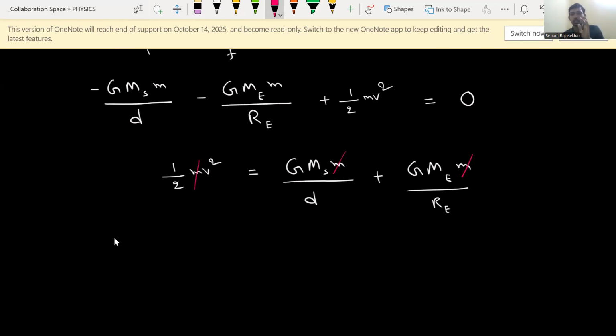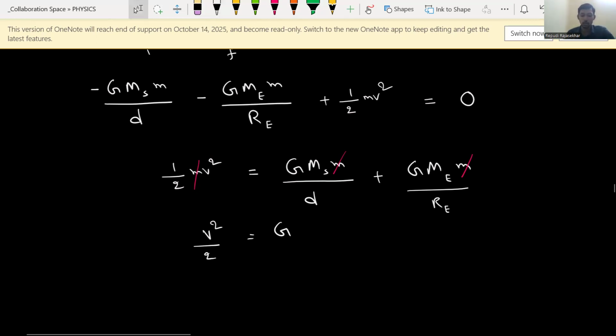Whether you are launching a heavy rocket or a less massive rocket does not matter. We have to give escape velocity, 11.2 km per second for the earth planet. Mass of the rocket gets cancelled here. What is left? So v square by 2 equals g into, now apply the conditions.